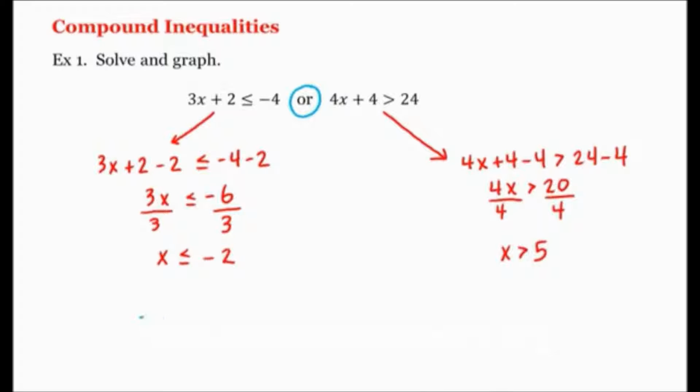So let's graph this. So here's 0. Let's say this is -2, and this is 5. All right, x less than or equal to -2. We put a closed circle at -2, and less than, we go to the left. X greater than 5. X cannot equal 5, so we put an open circle, and then greater than, we go to the right. Which would be our answer.